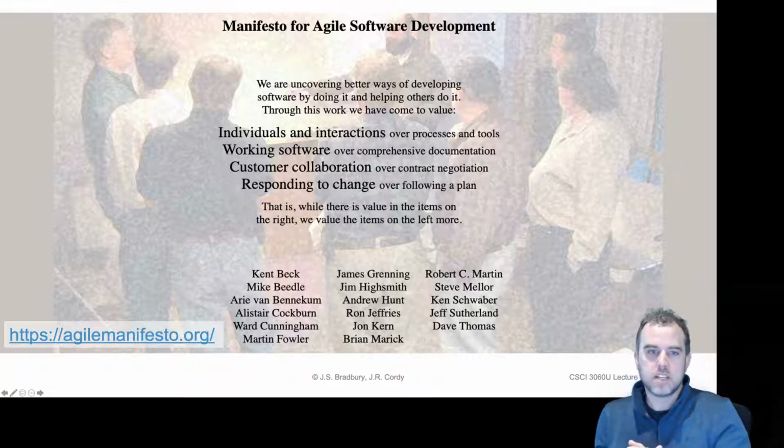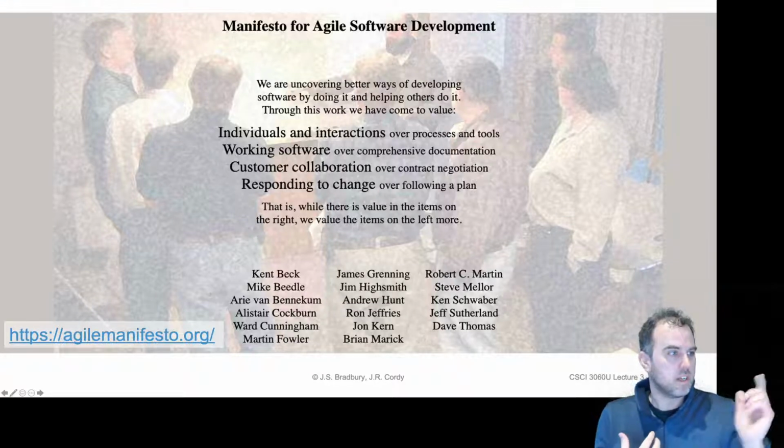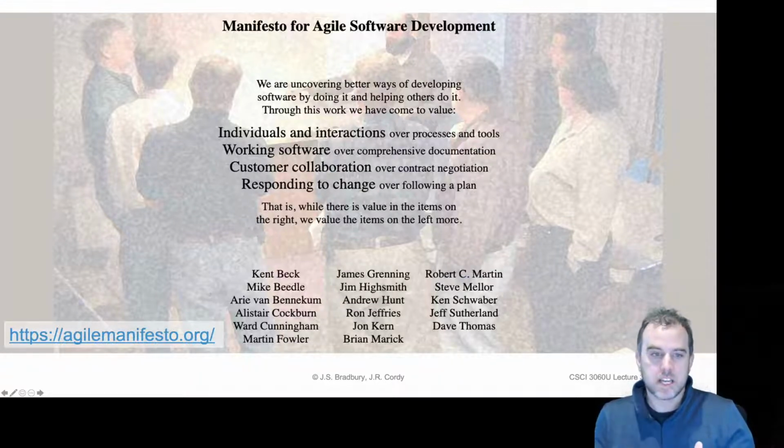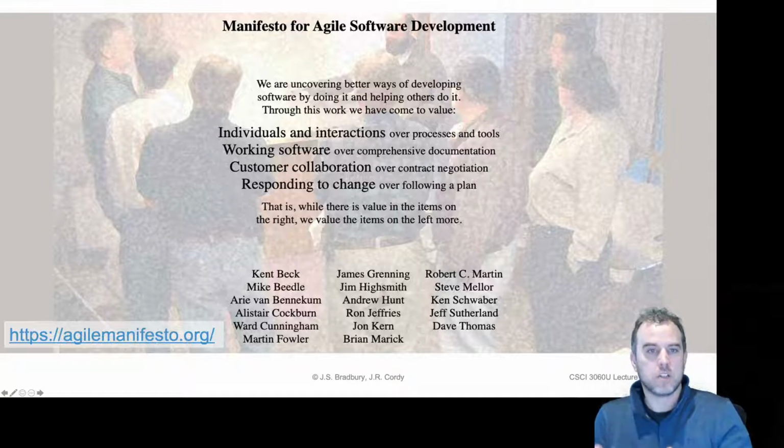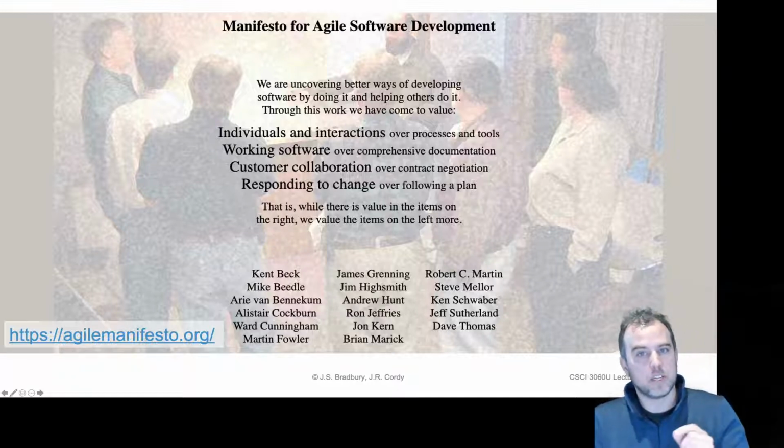A group of individual developers, whose names are all on the bottom here, came together and put together an Agile Manifesto about what they believed should be the values, principles and practices for software development as they saw it. You can still see the original manifesto on agilemanifesto.org. If you look at it, basically what they said is that we are uncovering better ways of developing software by doing it and helping others do it.